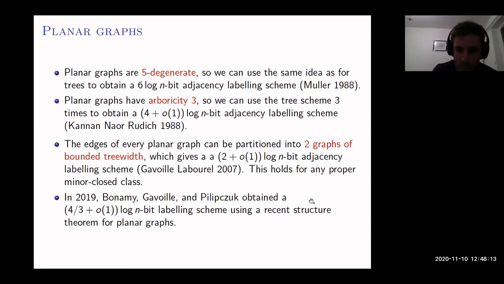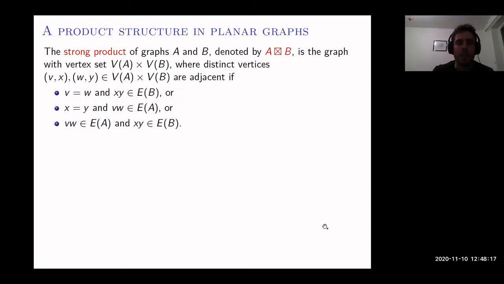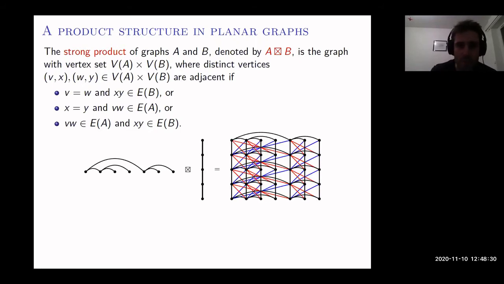So what is this very nice recent structure theorem? For this, I need to define what the strong product of two graphs is. So A strong product B. The definition is written here, but it's easier to see and to understand with a picture.